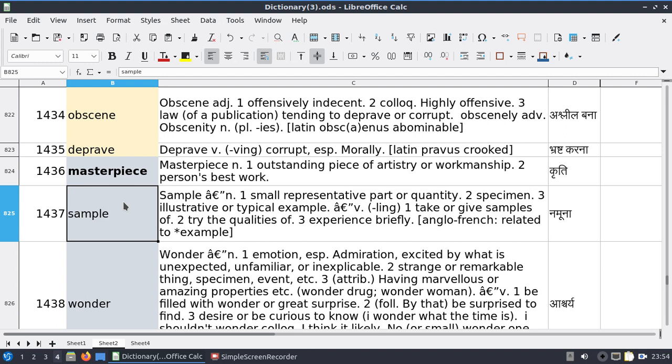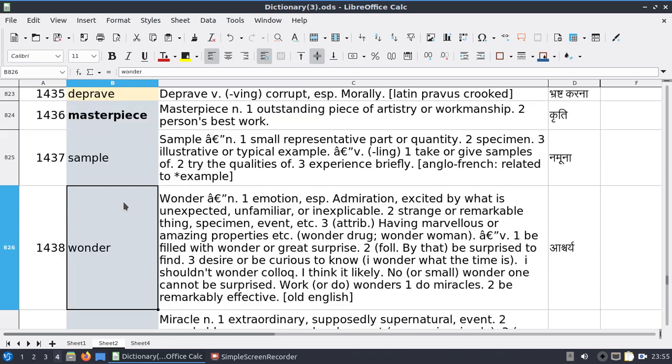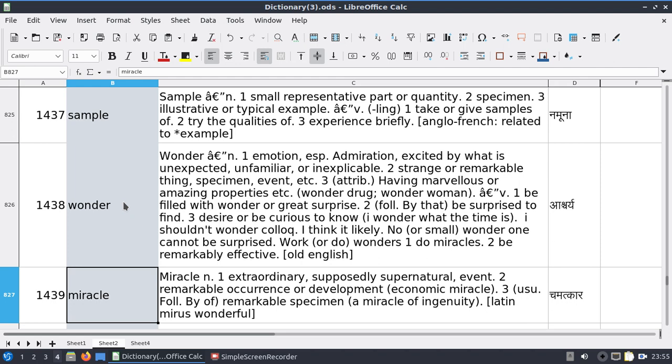Wonder. Wondering is admiration, right? I wonder who she is. Means I don't know who she is. I'm just admiring. I'm unfamiliar. Okay? Miracle. Miracle is something extraordinary, something supernatural, etc. Miracle is not related to masterpiece.